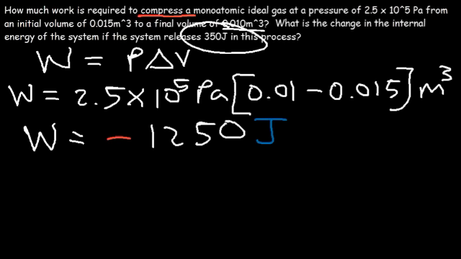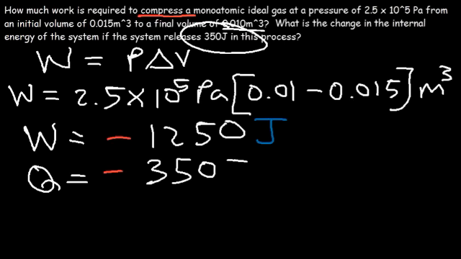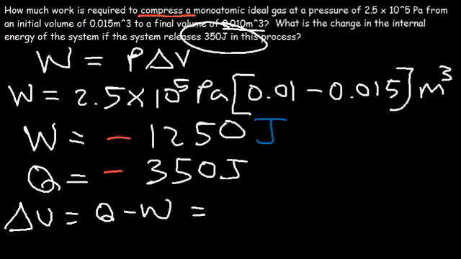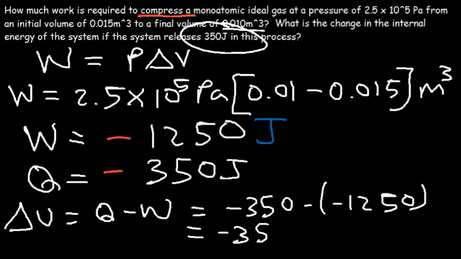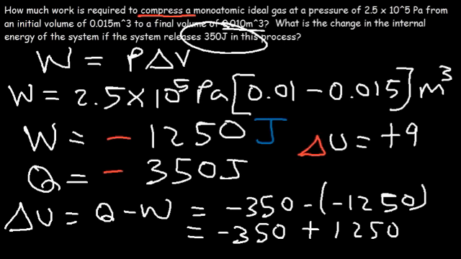Now we have the heat, and heat is being released by the system. So Q is negative 350. So we can use the equation delta U is equal to Q minus W. So that's negative 350 minus negative 1250, or negative 350 plus 1250. So therefore, the change in internal energy is positive 900 joules.